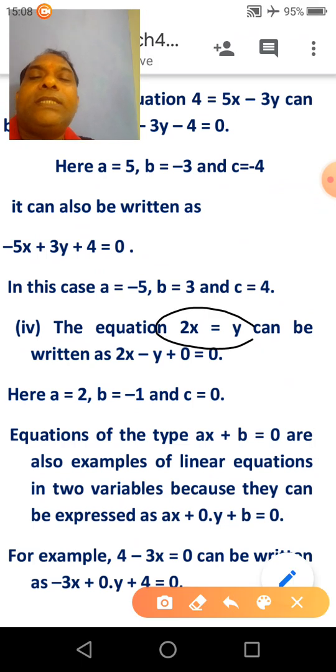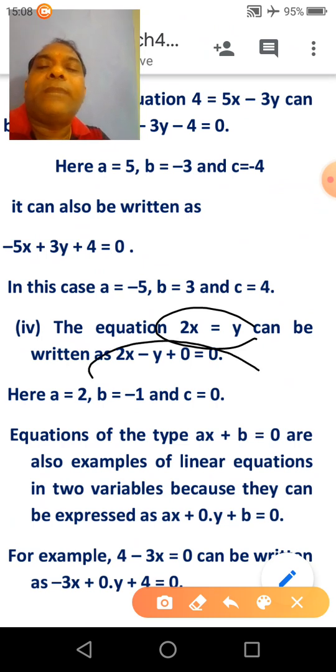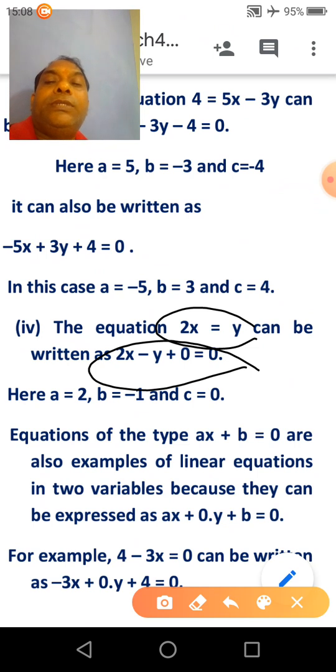equation is 2x is equal to y. Now write it in the form of ax plus by plus c is equal to 0. So this will be 2x minus y plus 0 is equal to 0. Now comparing it with ax plus by plus c is equal to 0. So a will be 2, b will be minus 1 and c will be 0.